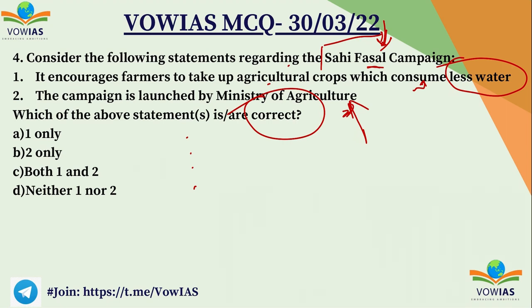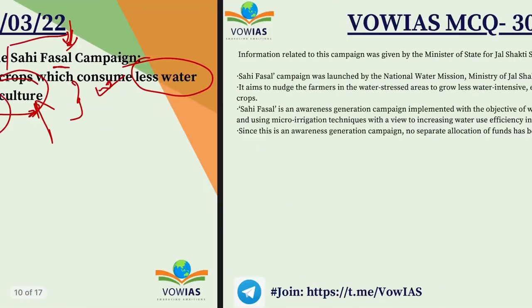So if you think logically also, both of them cannot be correct. Only one has to be correct. So here the correct answer is A, 1 only, because this is launched by Ministry of Jal Shakti. They want to conserve the water. So A, 1 only is the correct answer.